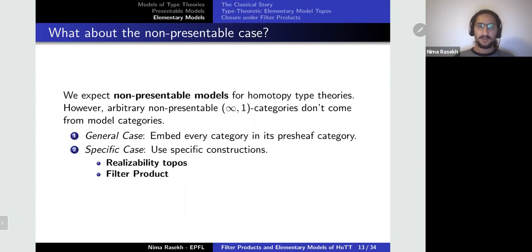A different argument is that there are certain elementary toposes that are just interesting. They appear in nature very often. The primary example is the realizability topos, but the example I want to focus on in this talk is the filter product. They're interesting toposes that are just not presentable, but people study them for various reasons. What we could do is specifically focus and try to prove that these are models of homotopy type theory, even if they're not presentable, using more specific knowledge about what these categories are. So that's the goal for this talk. And the general case might follow.